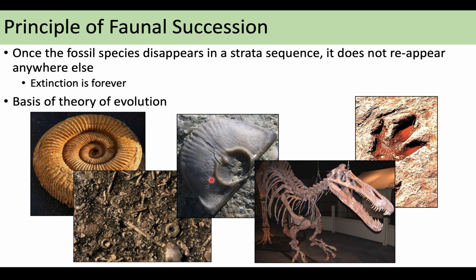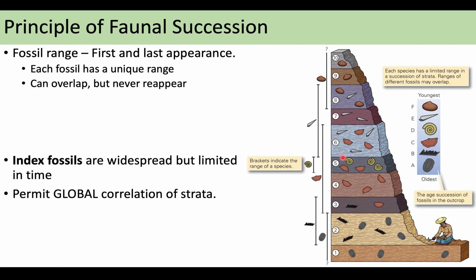So for example, in one layer of rock, you might find all of these different fossils. This would be your fossil assemblage for that layer. Once a fossil species disappears in a strata sequence, it's not going to reappear. So extinction is forever. Once a species disappears, you're not going to see it again later in time. That's the basis of the theory of evolution.